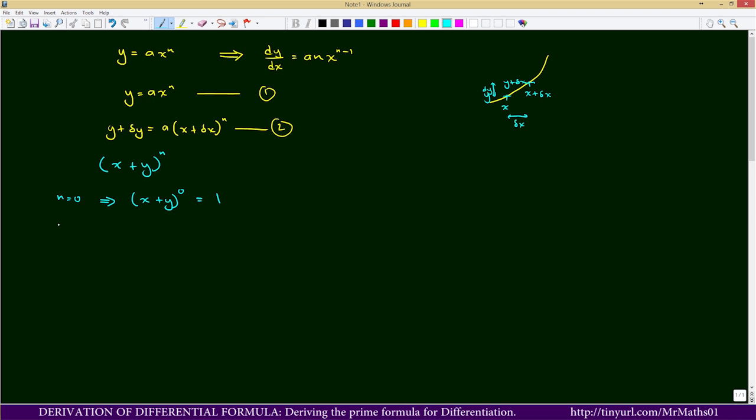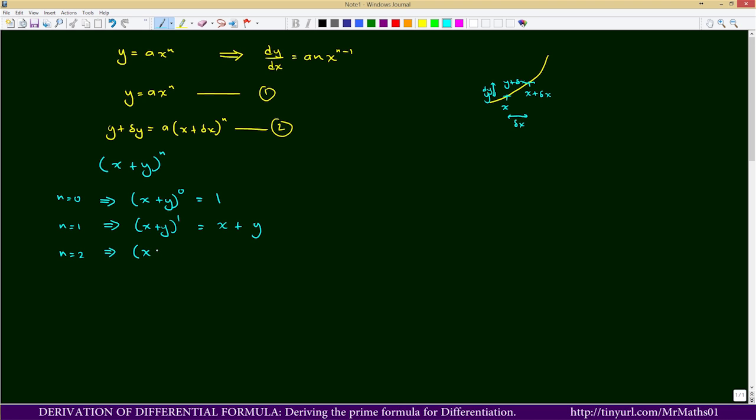If n is equal to 1, then x plus y to the power of 1 equals x plus y. So this is really straightforward. Now comes the hard part: n equal to 2. If you're already familiar with binomial expansion, then this is not a problem for you at all.